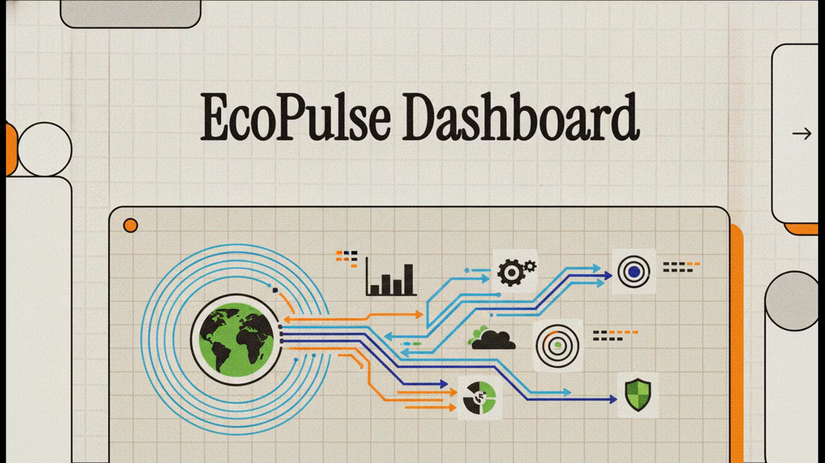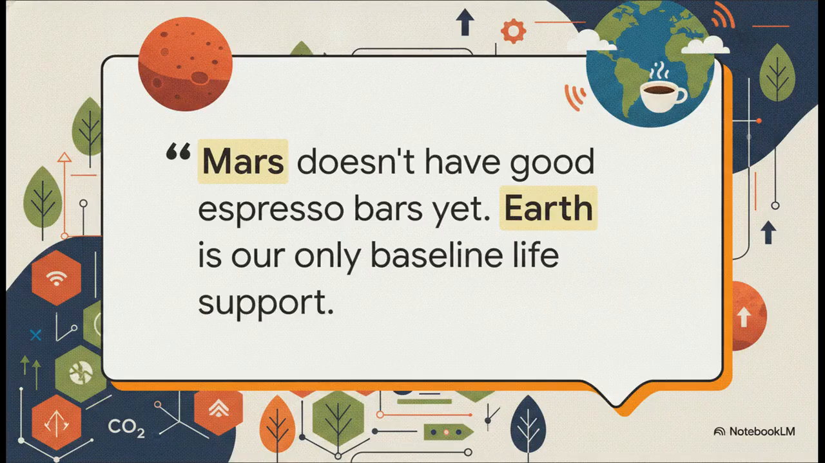Let's get into it. We've got to start with this absolutely undeniable baseline reality from the source material. Mars doesn't have good espresso bars yet. Earth is our only baseline life support with coffee and Wi-Fi. It's a funny way to put it, for sure, but it hits the nail right on the head. It instantly establishes exactly why we need a survival strategy right now.